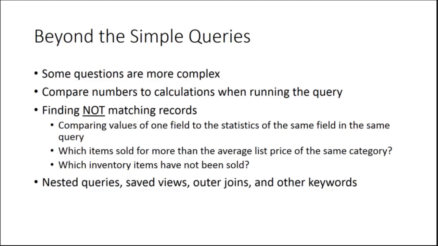We need to calculate that average, hold it somewhere, and then compare individual numbers one by one to that number and return results. Or which inventory items have not been sold yet. We can use nested queries, a query within a query, saved views, which are queries saved for reuse in other queries, outer joins, left join and right join, and additional keywords that we'll see in this video.